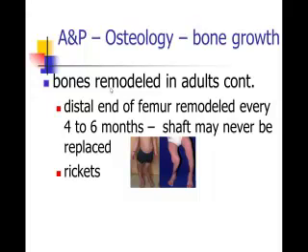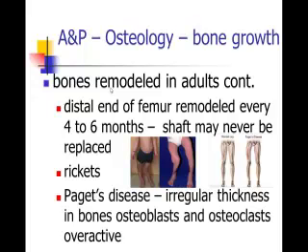Some people get rickets. Rickets, you can see, ends up with deformed bones. Very, very unfortunate state of affairs. And then Paget's disease. This is another abnormality of the bones. You get irregular thickness of the bones. Here we have Paget's disease, here's a normal person. This is caused because the osteoblasts and the osteoclasts are overactive.